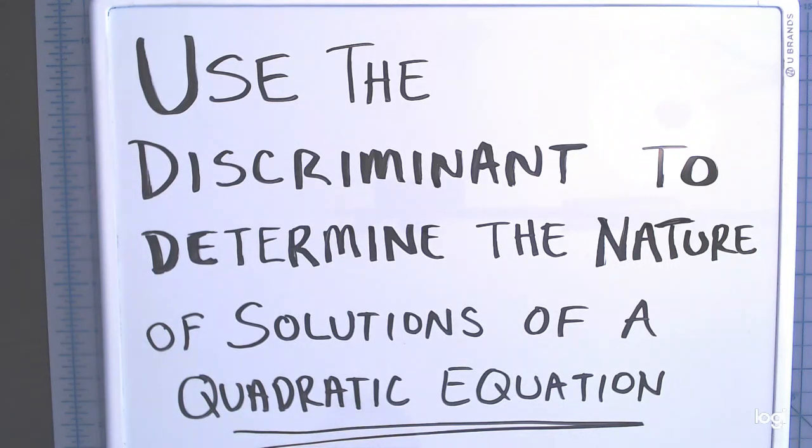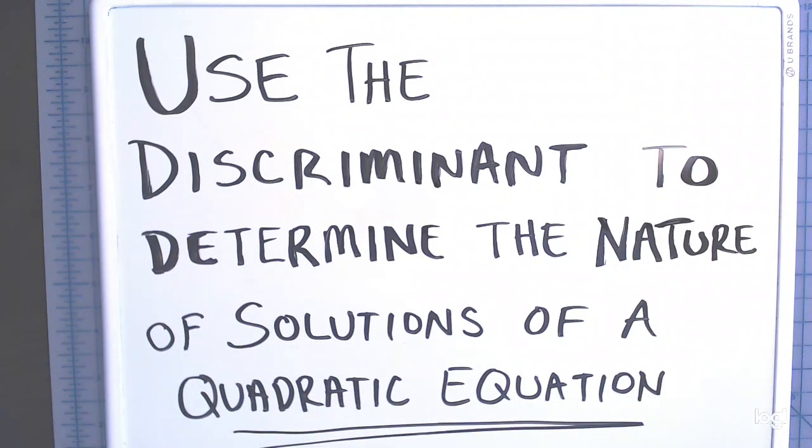Hello, and welcome to this video on using the discriminant to determine the nature of solutions of a quadratic equation. In this video, I'm going to be describing what the discriminant of a quadratic equation is and how you can use that number, that discriminant, to say something about what kinds of solutions that quadratic equation will have, whether they be rational number solutions or irrational number solutions or complex number solutions that are not real, that have a non-zero imaginary part.